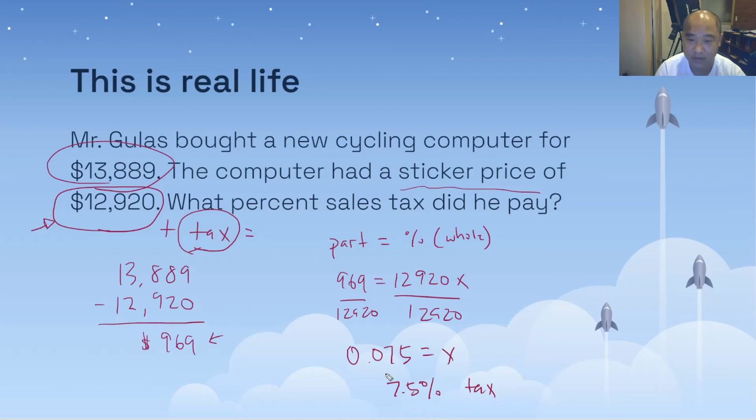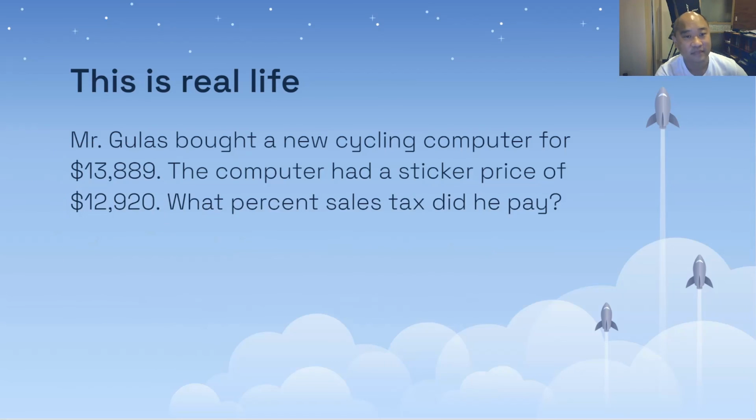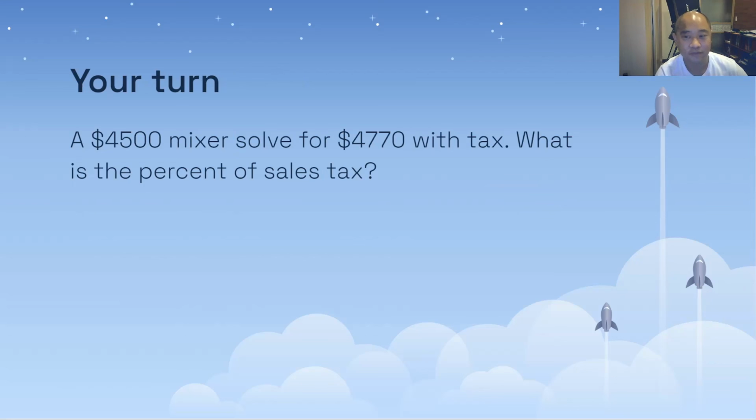So what's happened is that he goes to the store, he sees that this computer that goes on the handlebars of his bike costs 12,920, and then he has to pay another 7.5% tax, which ends up being $969, which then gets added to the sticker price to get the amount of money he actually pays. Isn't that great? Your turn.